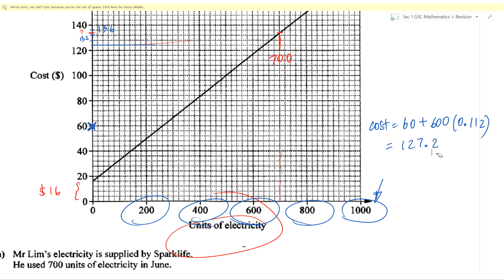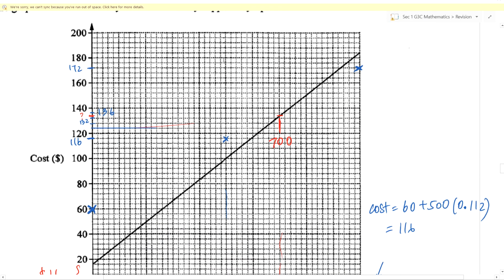Let's try another value. I think I will go with 500 also because 500 is right in the middle. Let's try that: 500 times 0.112 plus 60. This gives me 116, and this is going to be a multiple of 4. So 116 is actually 4 less than 120. So this is my 116, and I identify where 500 is. 1, 2, 3, 4, 5. This is my plot.